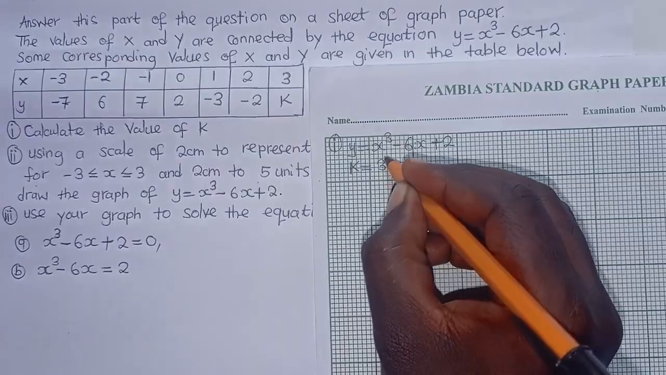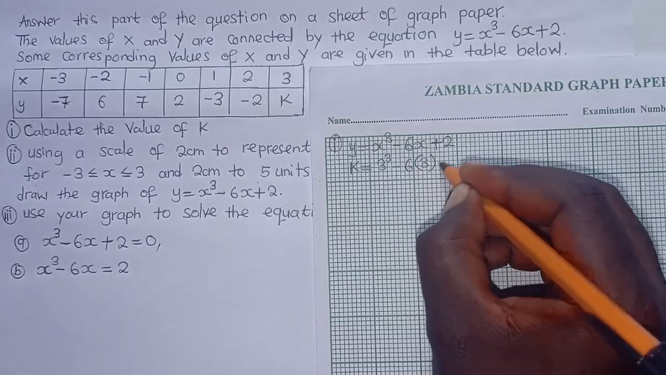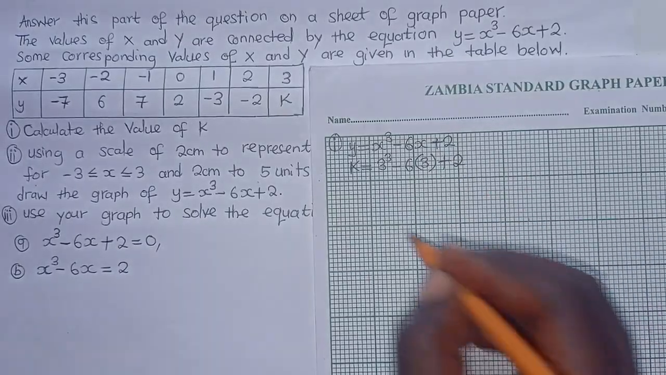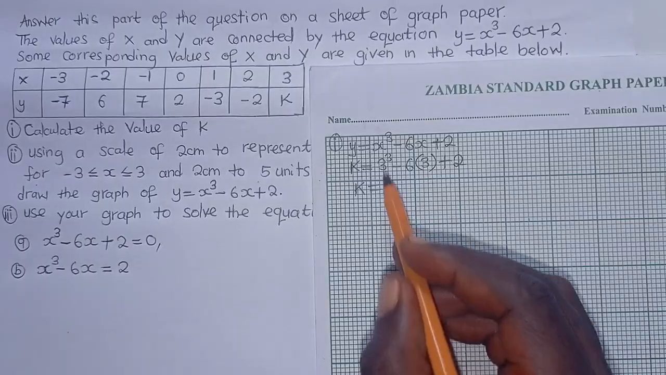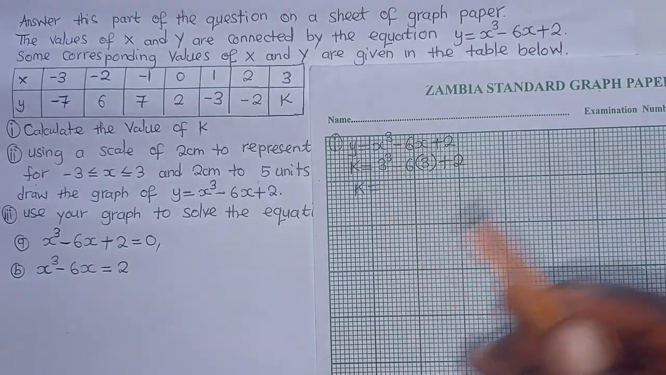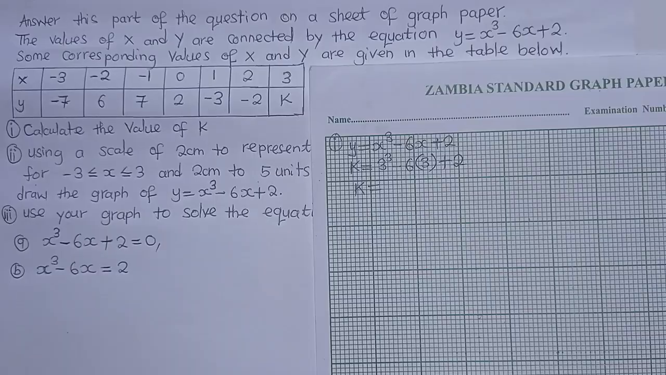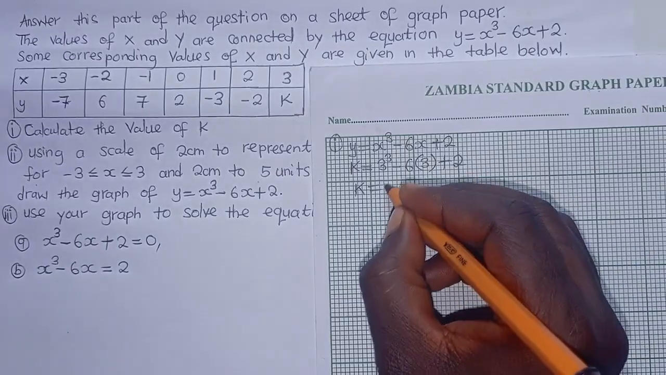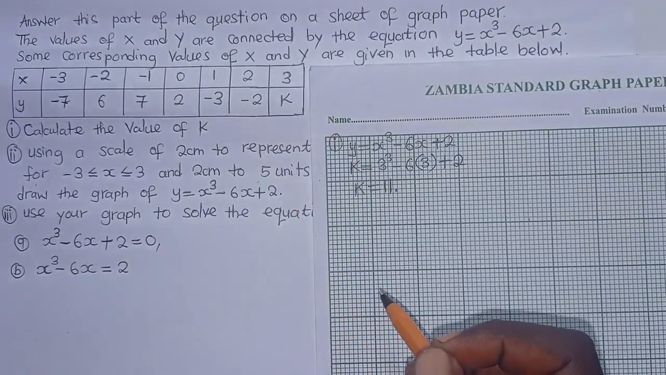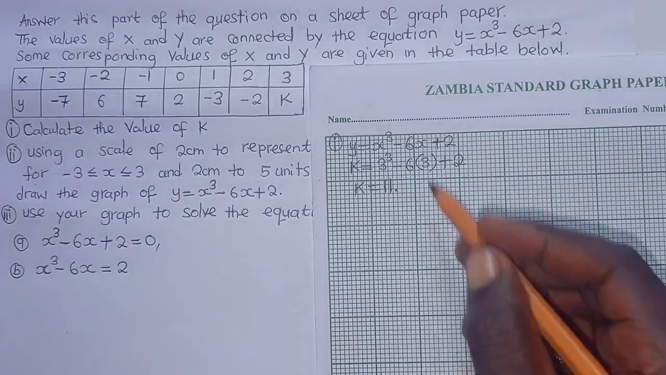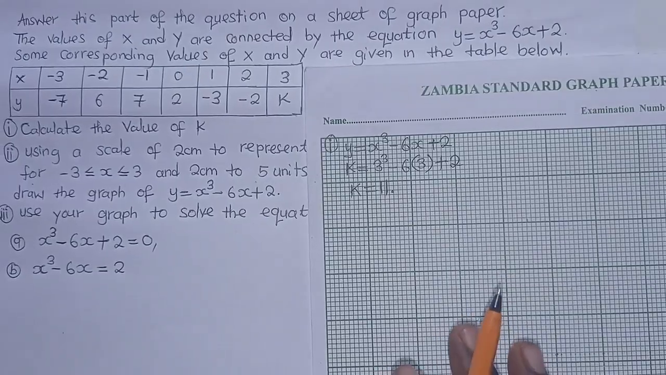So that is 3 cubed minus 6 times 3 plus 2. So this is k is equal to, I now calculate this. 3 cubed, that is 27. 27 minus 18. What answer are you going to get? 9 plus 2, 11, meaning that k is equal to 11. So where there is k there, we know that k is 11. Just like this, you are given 1 mark. This 1 mark is very important.